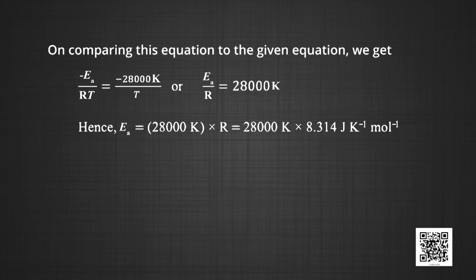Hence EA is equals to 28000 K into R. It is equals to 28000 K into 8.314 joules per Kelvin per mole. After calculating, the value is 232792 joules per mole. In kilojoules, the answer will be 232.79 kilojoules per mole.